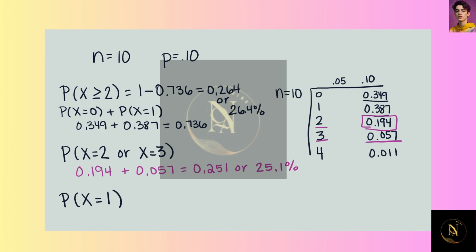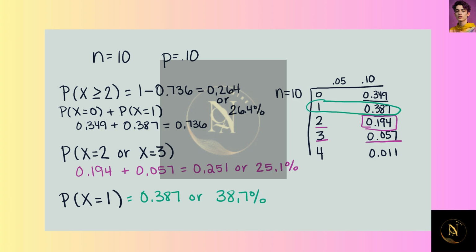To find the probability that exactly 1 person has seen a UFO, we can look at Table B, and right here, we see that that is 0.387, or 38.7%.